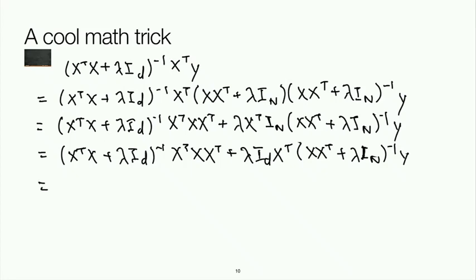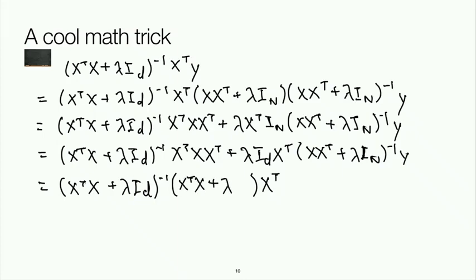Why did I do all of this? The reason I did all of this is because now I have this X transpose that I could undistribute, right? So I could bring that out of both of these terms. I can rewrite this as something times X transpose on the right side, right? What is that something? Well, it's whatever is left over when I take out the X transpose on the right, right? And it turns out that this is X transpose X plus lambda I_D.